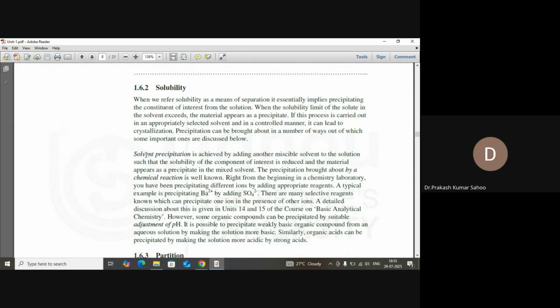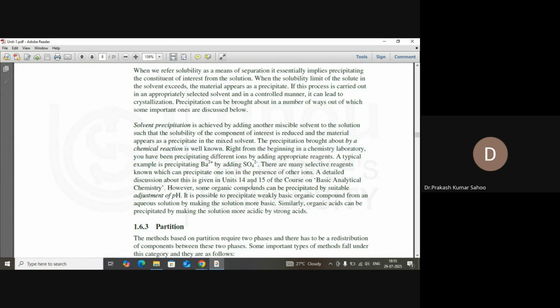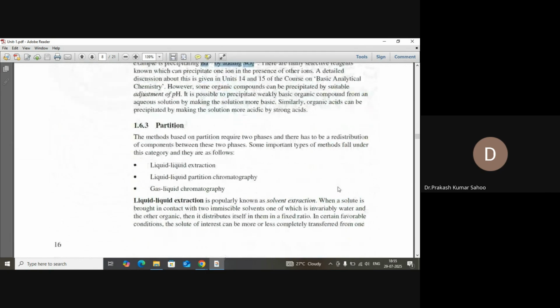Then solubility, we have solvent solubility having some chemical reaction, like barium sulfate. If you have barium chloride salt and you add sulfuric acid, then barium sulfate will form, which is a white precipitate, and accordingly it gets separated. In partition, we have liquid-liquid extraction, liquid-liquid partition chromatography, and gas-liquid chromatography under this one.